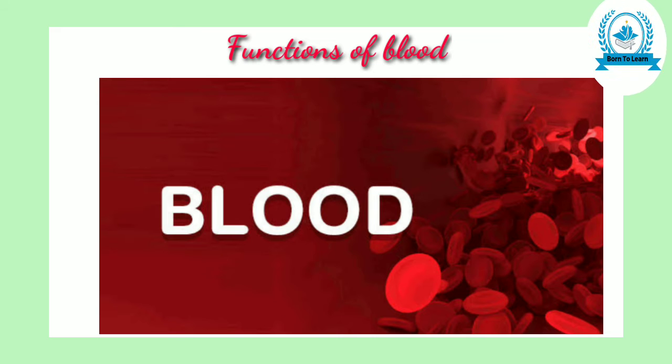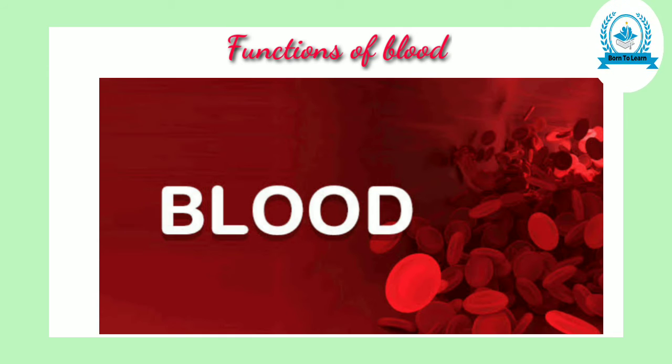1. Blood carries oxygen from the lungs to different parts of the body. 2. Blood carries carbon dioxide from the body cells to the lungs for breathing out. 3. Blood carries digested food from the small intestine to all parts of the body. 4. Blood carries hormones from the endocrine glands to different organs of the body where they are needed. 5. Blood carries a waste product called urea from the liver to the kidneys for excretion in urine.